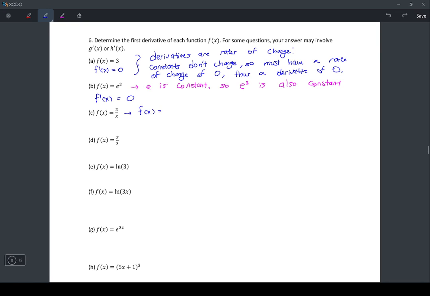I'm going to use a trick for this. When you see a quotient, when you see a fraction in derivatives, you probably are immediately going to quotient rule. And there's nothing incorrect about doing that. You're just making more work for yourself. Less work is to use an exponent rule, that 3 divided by x is the same thing as 3x to the power of negative 1, and then take the derivative using the power rule.